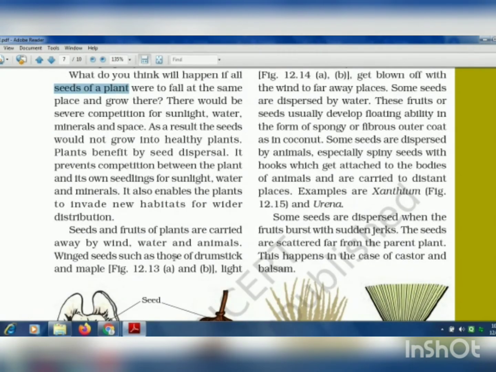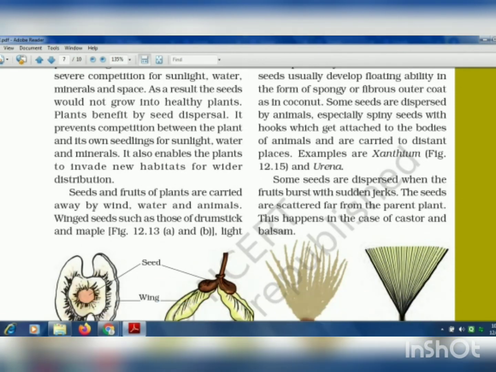And if you sow the seeds at different places, then it will also be able to accept the new habitats or the new environment or the new places where you are trying to grow it. Now, seeds and fruits of plants are carried away by wind, water, and animals. Okay, so these are the different methods or different ways how a seed or a fruit of a plant gets transferred from one place to another.